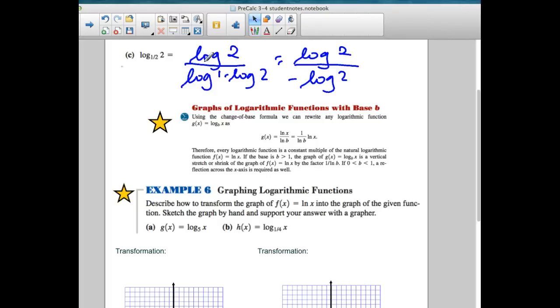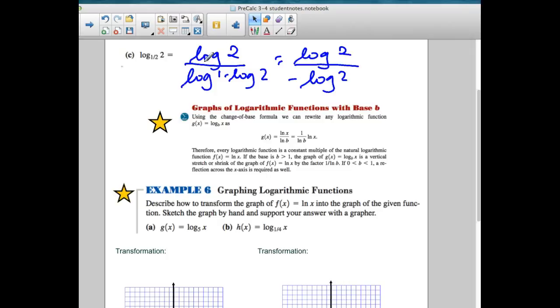Yes? What I wanted you to notice is when you have the log of a fraction, like the log of 1/2, it really turns into negative log of 2. Okay? So if your base was, say, 1/3, you could rewrite that as what? Negative log 3. Okay, so we're going to look at that conversion today. We're going to start with a few graphs.